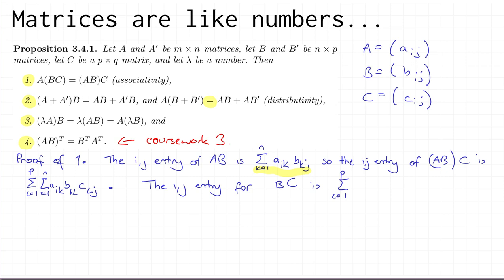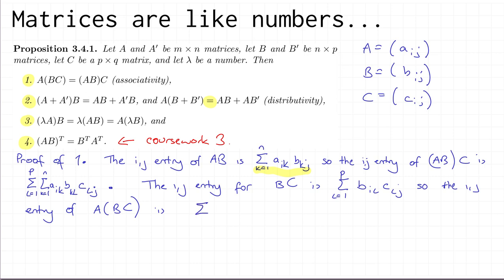I mean, it doesn't matter what you call the dummy variable. That's why it's called a dummy variable. But I'm going to keep it as L this time. So the ij entry for BC will be the sum of B IL, C LJ, like this. So let's work out now the ij entry of A(BC).